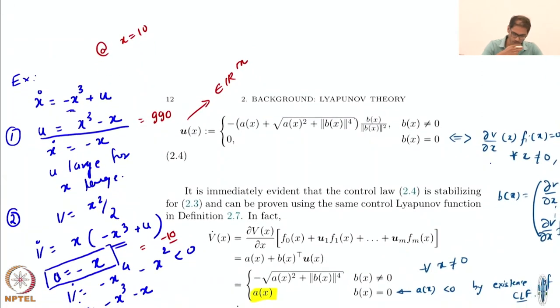Okay, so a very simple example, a very simple scalar example: x dot is minus x cube plus u. Okay, this is the system that we are looking at. Now, one obvious control without doing any analysis or anything is to simply prescribe my control as x cube minus x. All right. Then you can see that your closed loop system is x dot is minus x.